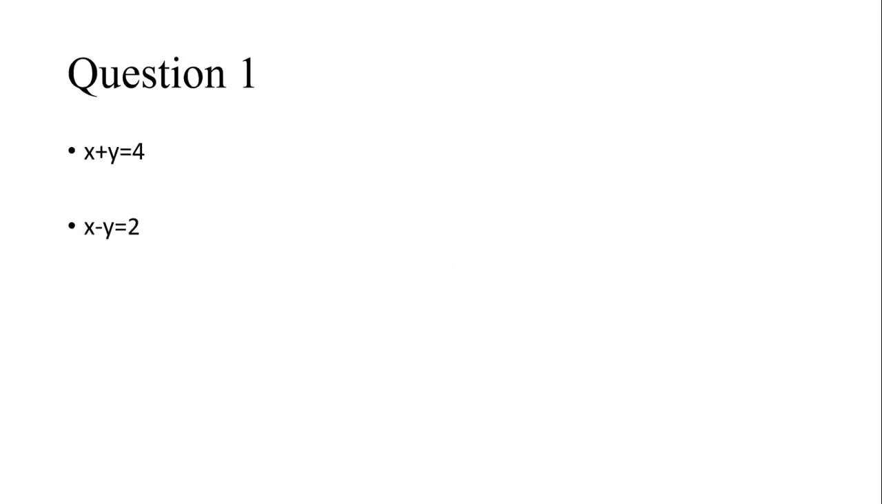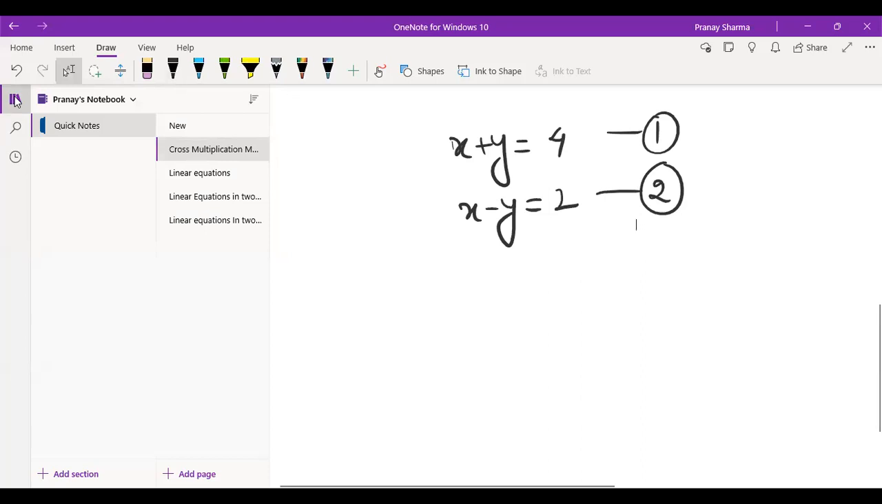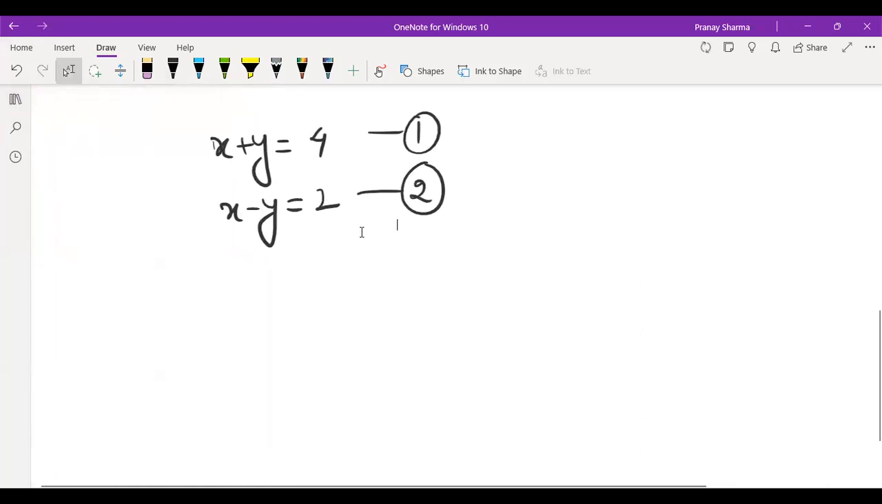So let us try to cover this question. Question number 1: x plus y is 4 and x minus y is 2. So let us jump to OneNote. I hope my OneNote is visible. x plus y is 4 and x minus y is 2. It is given to us.